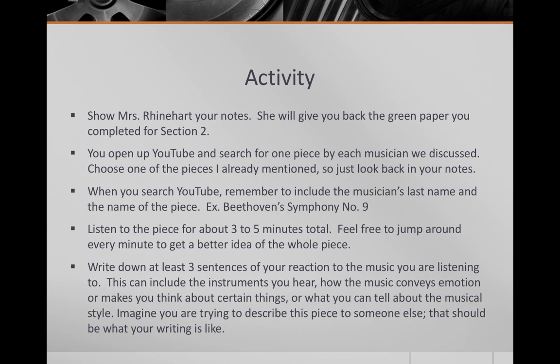When you search in YouTube, you want to search starting with the musician's last name and then the name of the piece. So for example, if I was looking for Beethoven's Ninth Symphony, I would say Beethoven's Symphony Number 9 and search that in YouTube. And then a variety of choices will come up. Select one that looks like it has good reviews. So you'll click on that, and then what you're going to do is listen to the piece.